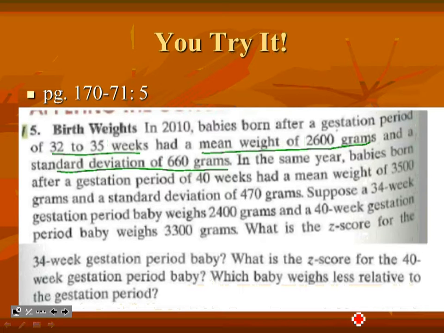Now, it also says in the same year, we're looking at babies that gestated for 40 weeks. So a separate set of information. They had a mean weight of 3,500 grams and a standard deviation of 470 grams. So, in these first 2 sentences, we learned that we're dealing with 2 separate pieces of information. At this point, I would make myself 2 columns and label them with this information so I can keep myself organized.